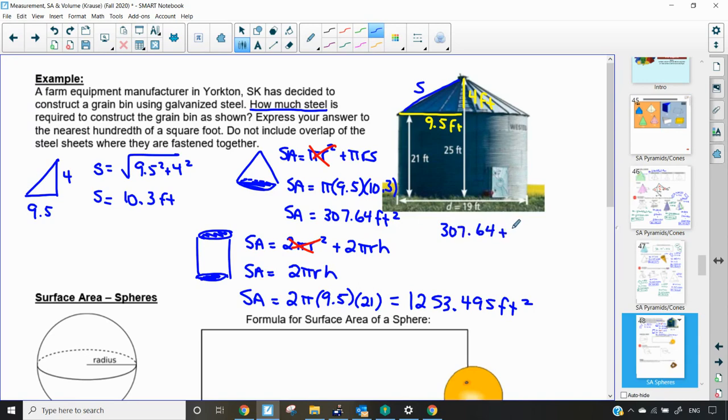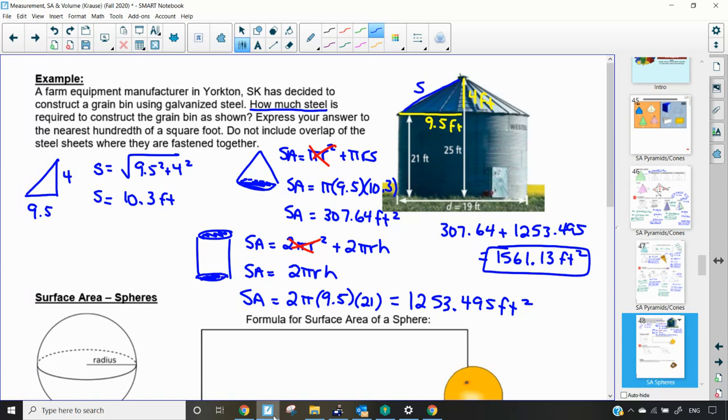Now, adding those two amounts together, we've got 307.64 plus 1,253.495. Again, we've kept these numbers exact on our calculator. We're going to have 1,561.13 feet squared. The assumption that I've made here is that we're not going to have galvanized steel on the floor. Typically, you're thinking about a cement pad, or this being put on top of a cement pad.